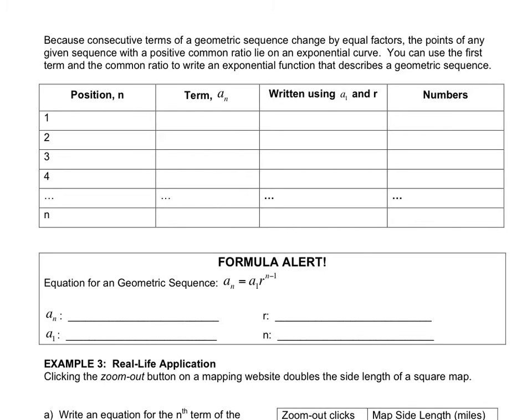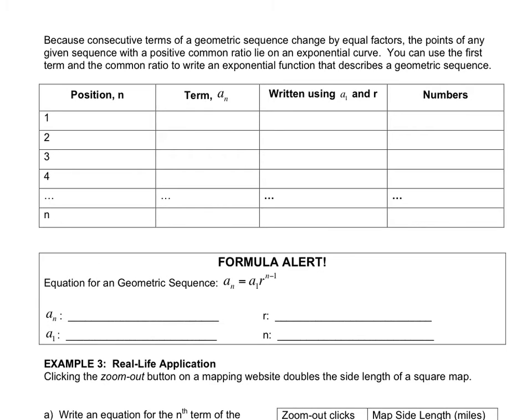Because consecutive terms of a geometric sequence change by equal factors, the points of any given sequence with a positive common ratio rely on that curve we just showed you. You can use the first term and the common ratio to write the exponential function that's going to help describe the geometric sequence. So here's how we're going to do this. Here in this table we have the positions we just talked about. Position 1 would be the first one in the sequence, followed by the second, followed by the third, followed by the fourth, and so on to the nth position.